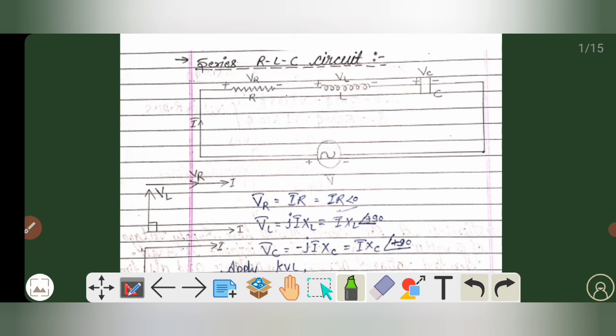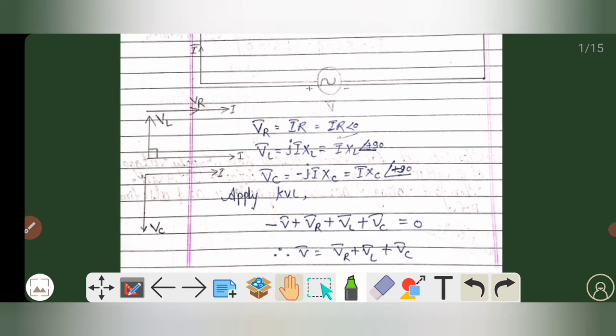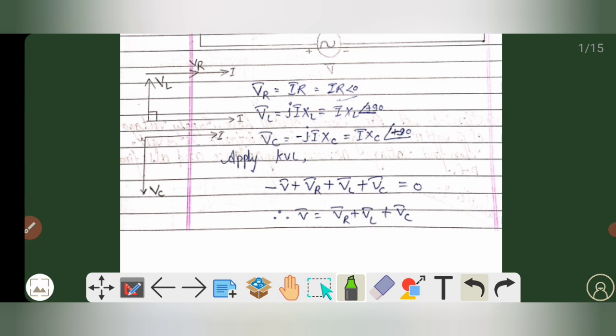As we move further, first of all we will see the phasor diagram. As we know, in the case of a resistor, the voltage and the current are in the same phase, and the phasor angle is 0 degree. In the case of an inductor, the voltage VL leads the current I by 90 degree, as you can see here. In the case of a capacitor, the current I leads the voltage by 90 degree.